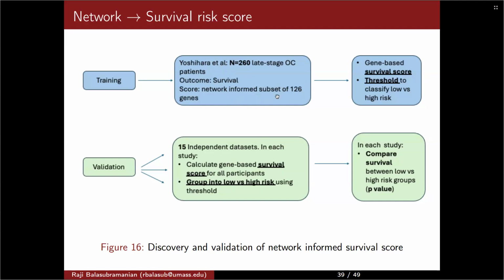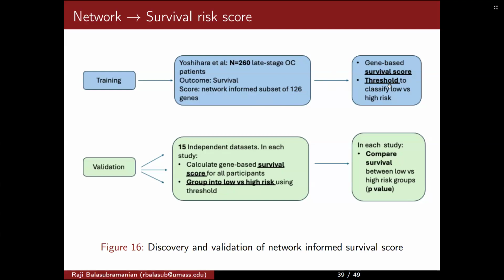We chose a subset of 126 genes here because, of the 20,000 genes, there was previous literature that showed that these 126 genes were associated with survival. And so we chose to form our network using that subset to have a more manageable set of data to work with. And then I'll explain in a little bit more detail. We created our network using these 126 genes, and then created a survival score that was informed by our network.